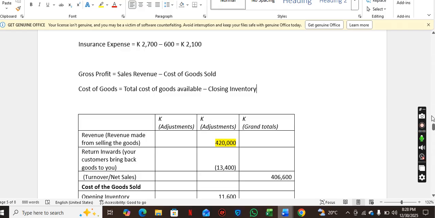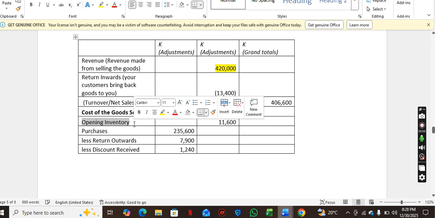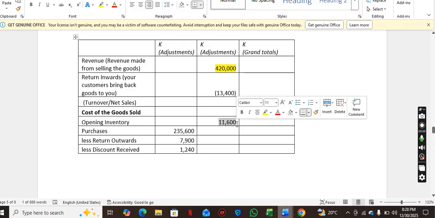To get your total cost of goods sold, you want to find out the total value of all the goods that I had in my company. You're going to start with your opening inventory. These are the goods that you begin with at the beginning of the year. Here we're focusing on the cost of the opening inventory. The value of the opening inventory is 11,600. So at the beginning of the year, Mukuba Supplies started the year with inventory worth 11,600.